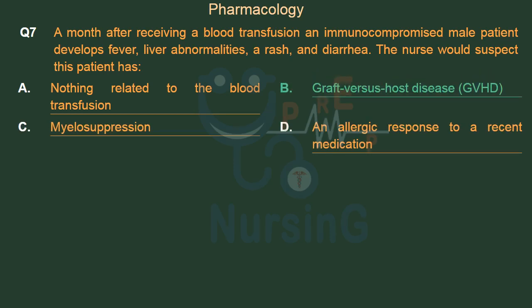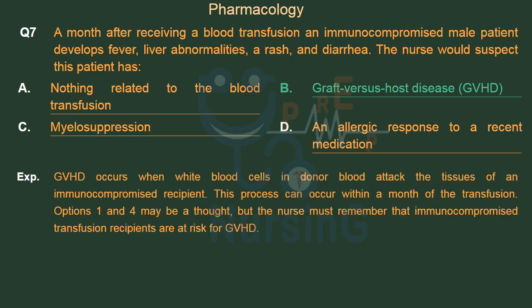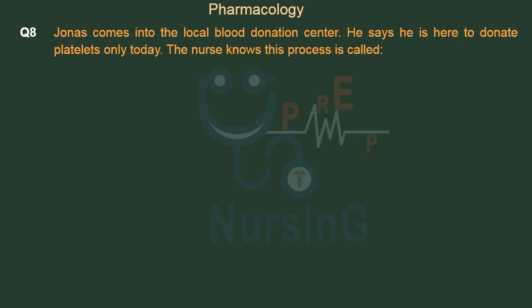Graft versus host disease, GVHD. GVHD occurs when white blood cells in donor blood attack the tissues of an immunocompromised recipient. This process can occur within a month of the transfusion. Options 1 and 4 may be a thought, but the nurse must remember that immunocompromised transfusion recipients are at risk for GVHD.